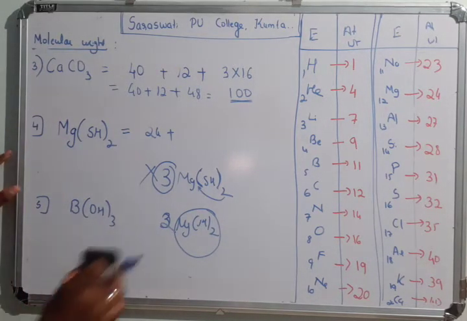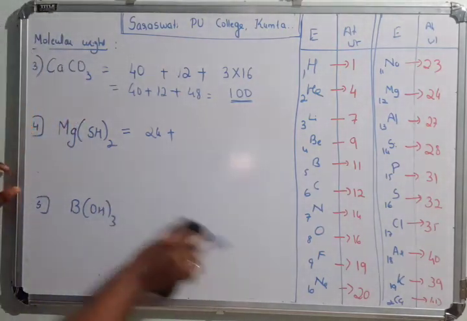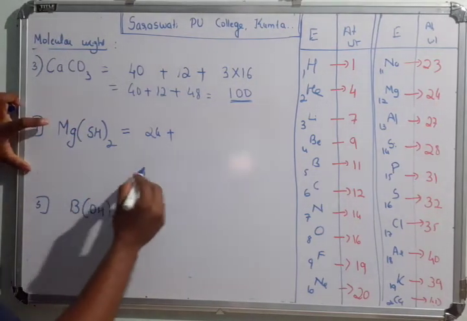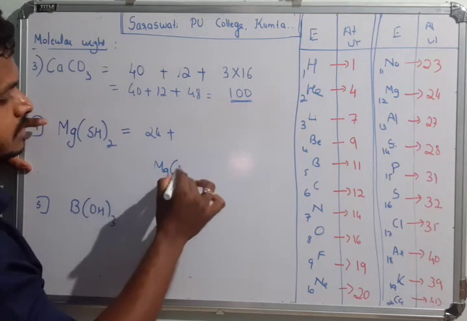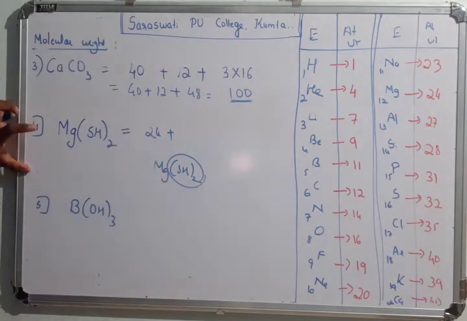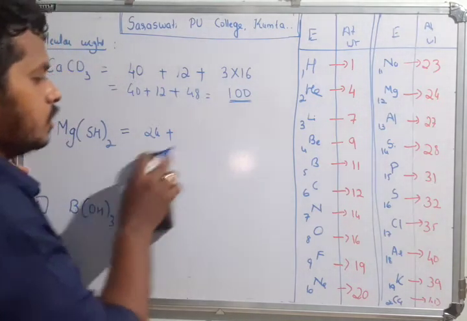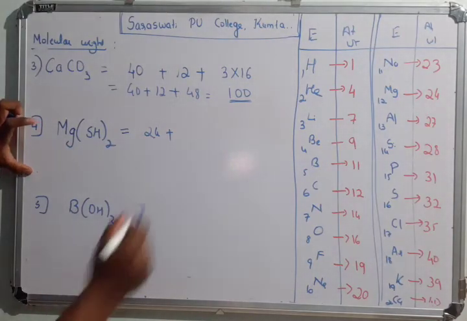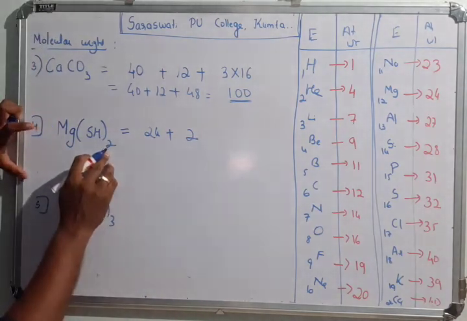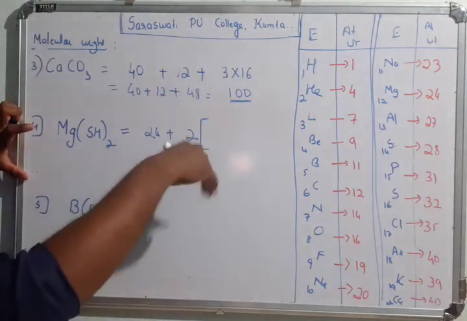So similarly, for one atom or one molecule, if I write Mg(SH) twice, this 2 is there for the complete molecule. Therefore, whenever you see a bracket, you put the bracket for that whole molecule. It means I will write 2 times of. First you write this only, 2 times of. Put the bracket. You can use any type of bracket.